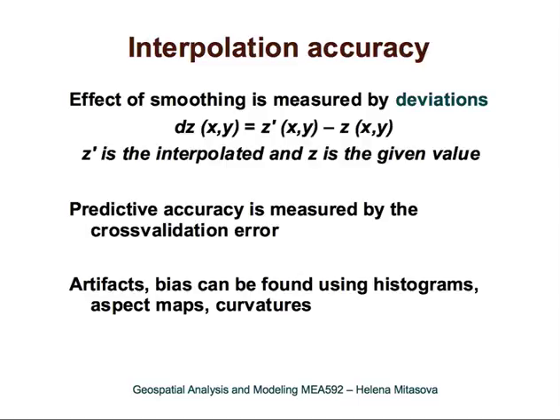For example, what will be your root mean square cross-validation error or the absolute value of the mean cross-validation error. And then we also use histograms, aspect maps, and curvatures to look at the artifacts and biases in the interpolation functions, and we have already used those.